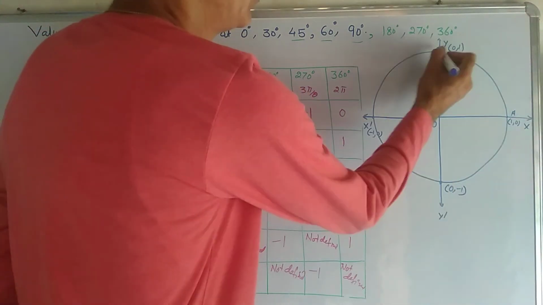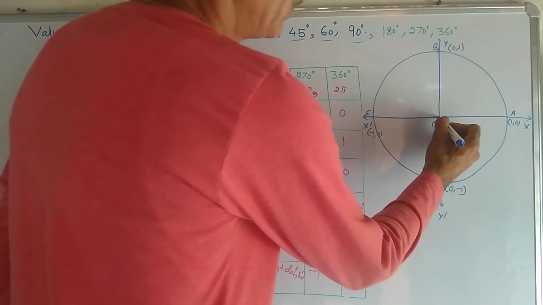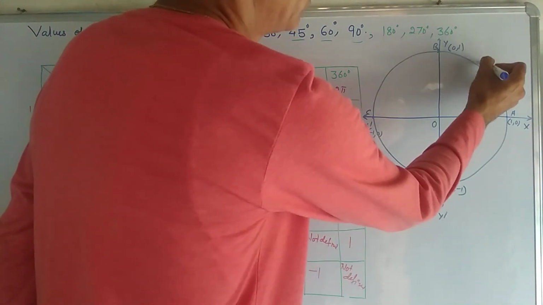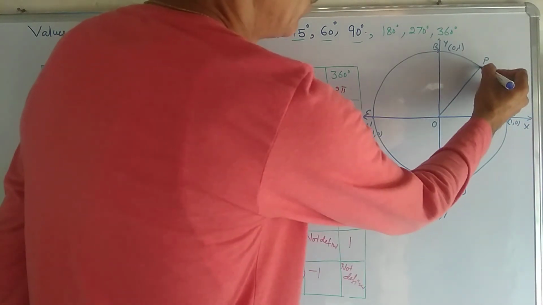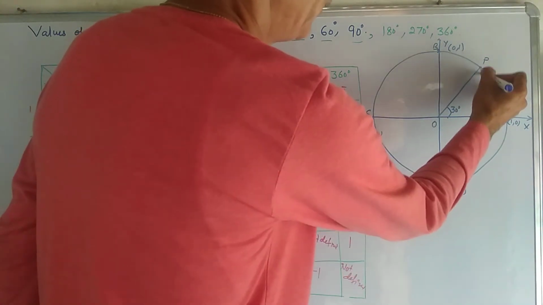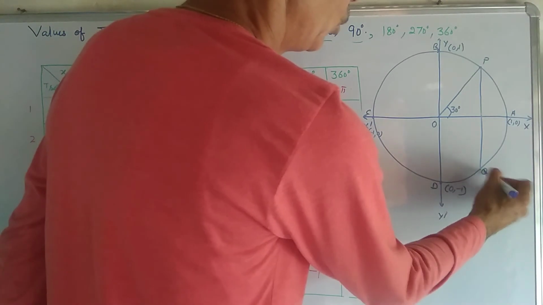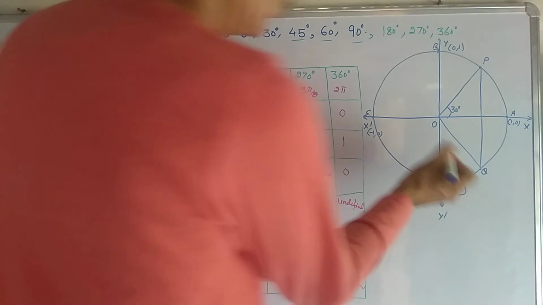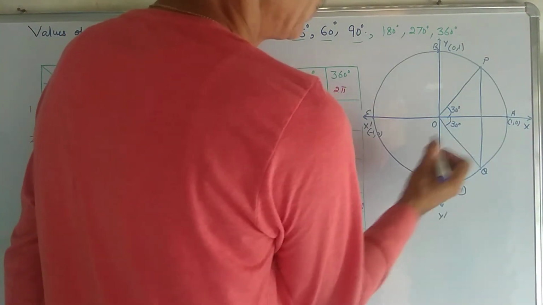So these points are A, B, C, and D. Then this is O. Let this point A reach point P on the circle and join this. Suppose this angle is 30 degree. Drop a perpendicular and extend this up to Q. Join this with O. So by symmetry, this angle will also be 30 degree.